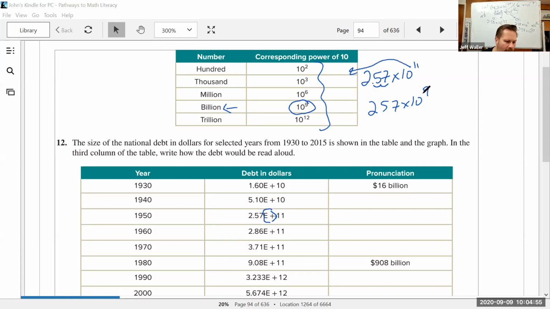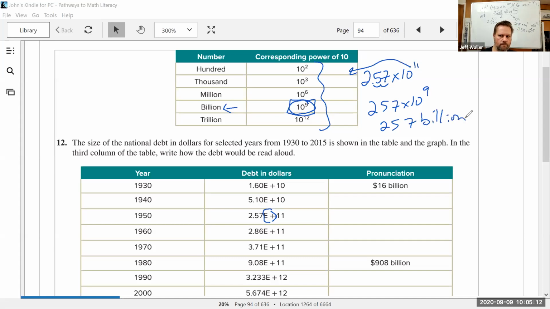So this is not the same as making it into a decimal form. This is not that at all. This is just trying to make it match with what has a word. So now that'll be 257 billion.